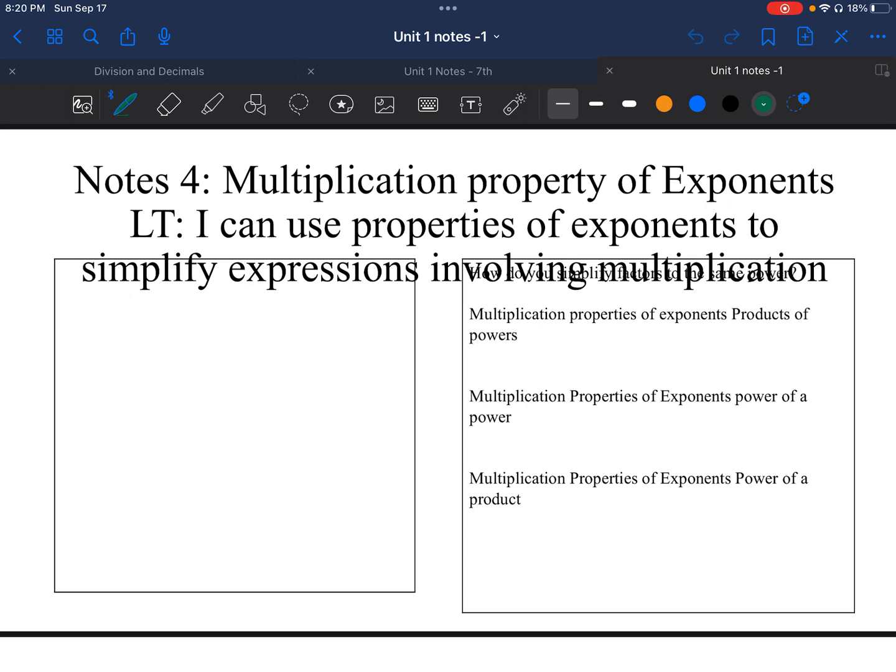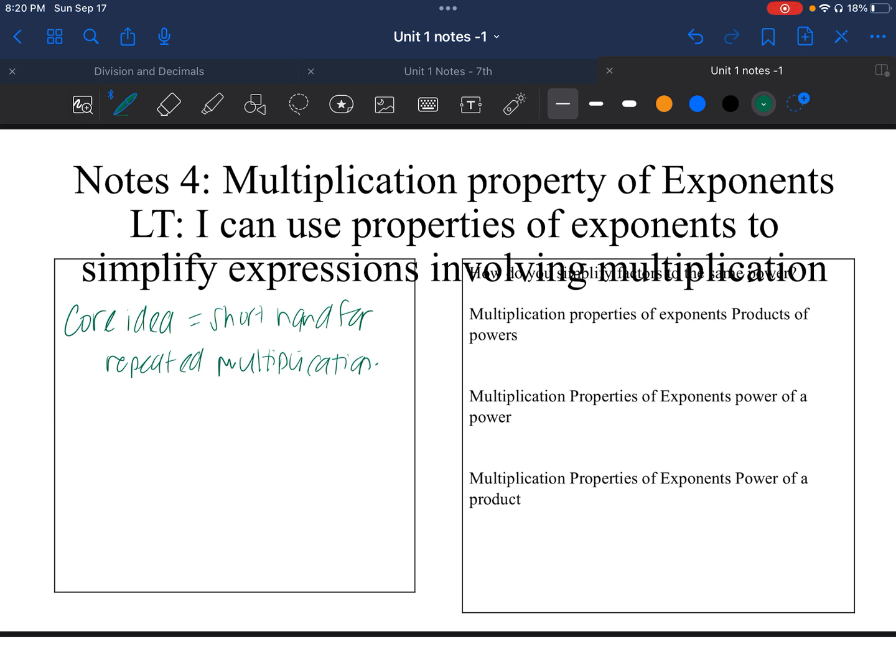So first off, we need to talk about the core idea of what an exponent is. The core idea is that exponents are shorthand for repeated multiplication. So that's an important thing for us to remember when we're talking about exponents, that it is repeated multiplication.